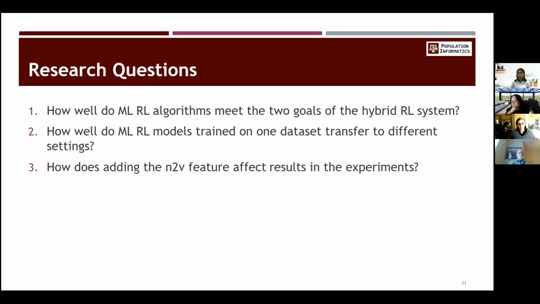This is actually very important because one of the difficulties of using machine learning algorithms in a real world record linkage problem is generating a training set with labels. So it would be good if we can use the model that we train in one data set in another setting. And the last question is how adding name2vec, which is a name embedding feature, can change these results from experiment 1 and experiment 2.